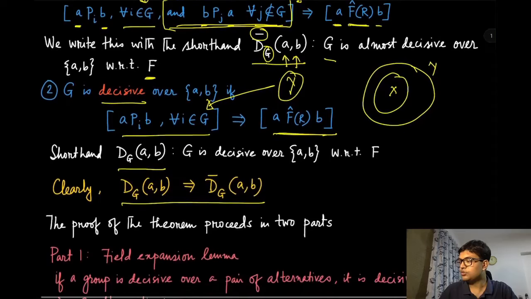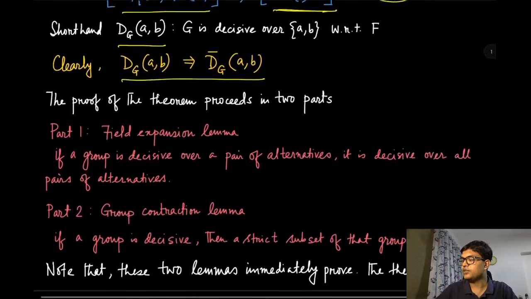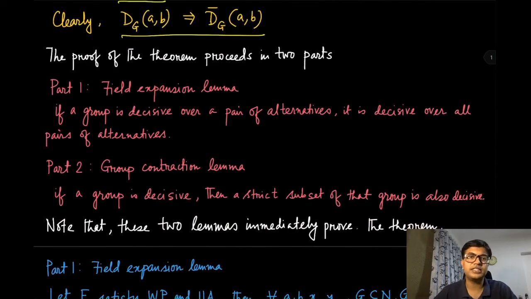Now, we define this, and now we are going to jump into the proof. Before I get into the details of the proof, let us just discuss the overall idea, how we are actually going to prove this result. The theorem will be proved in two parts. The first part is essentially what is known as the field expansion lemma. If we are looking at a group which is decisive over a pair of alternatives, we will actually show that this is almost decisive.